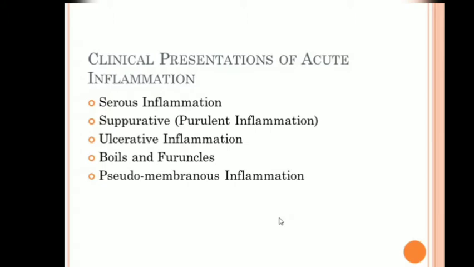And last, we have pseudomembranous inflammation that includes, for example, Clostridia and diphtheria infection, and is characterized by formation of a pseudomembrane composed of necrotic tissue and coagulated fibrin with neutrophils, macrophages, and bacteria. So, those are the clinical presentations of acute inflammation.